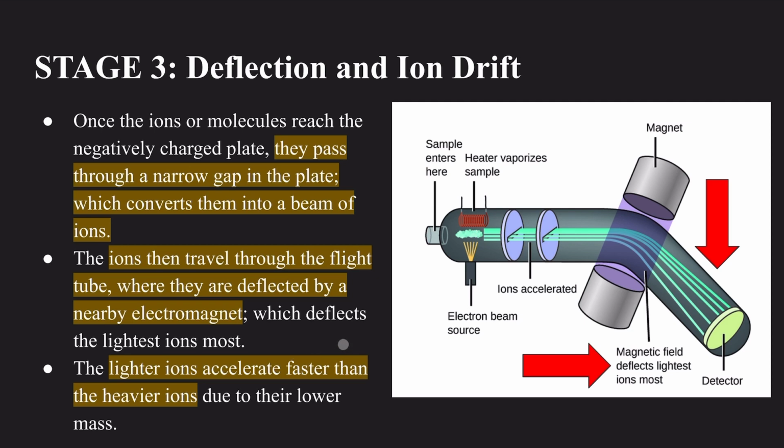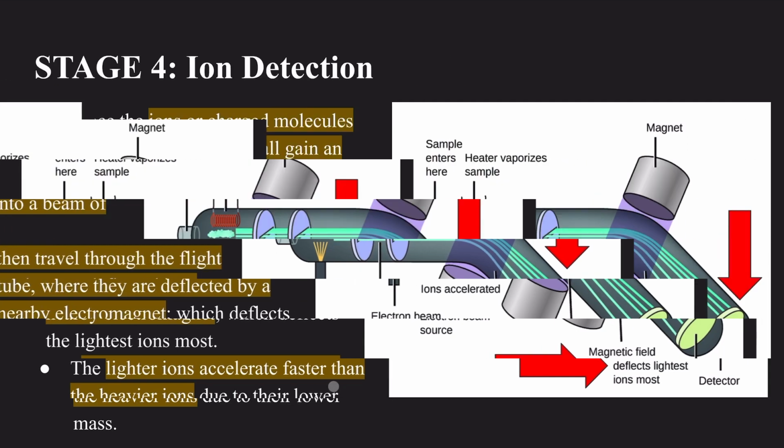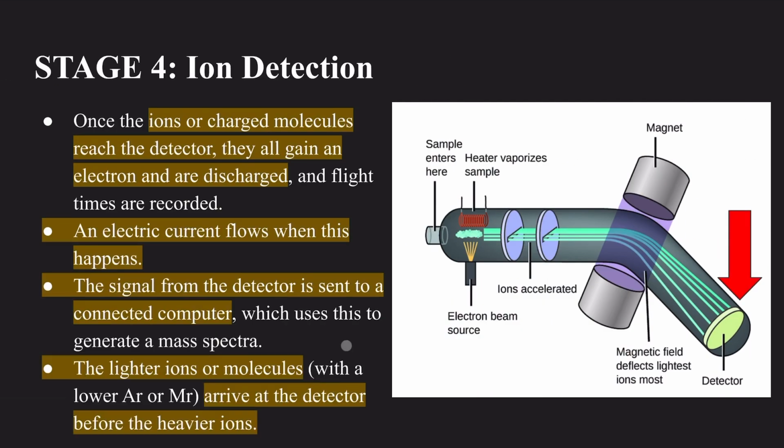And the lighter ions accelerate, or more generally just move a lot faster than the heavier ions due to their lower mass. Here they accelerate, so in this stage when they're attracted to the negatively charged plate, they accelerate faster, and in the flight tube they also move faster than the heavier ions, and this again is due to their lower mass. The next stage is ion detection, and this is the final stage, I believe.